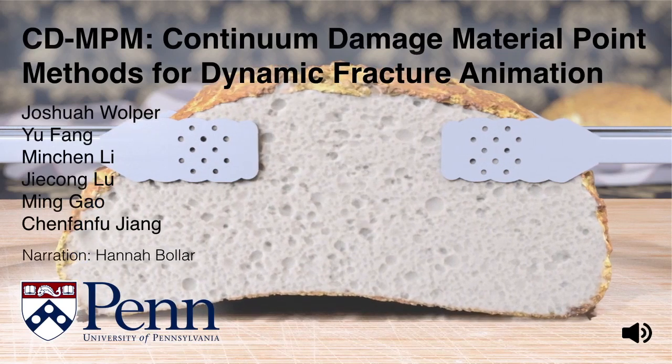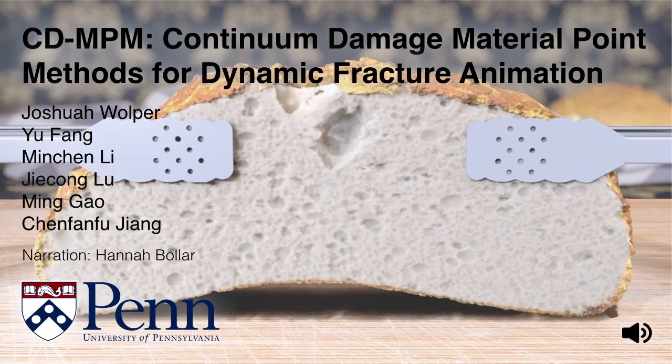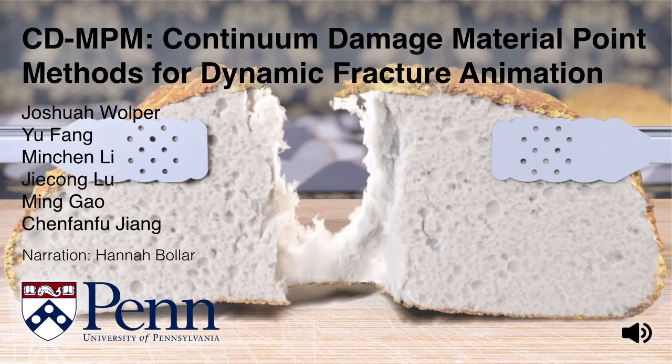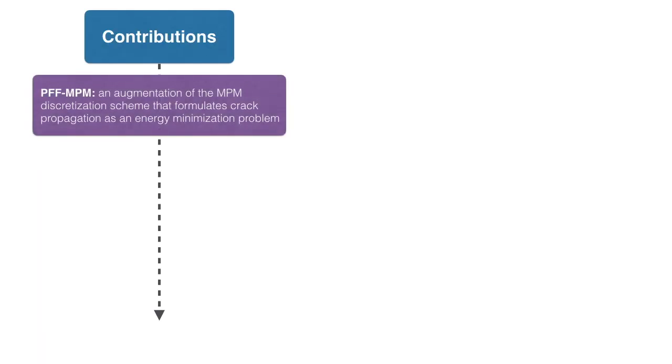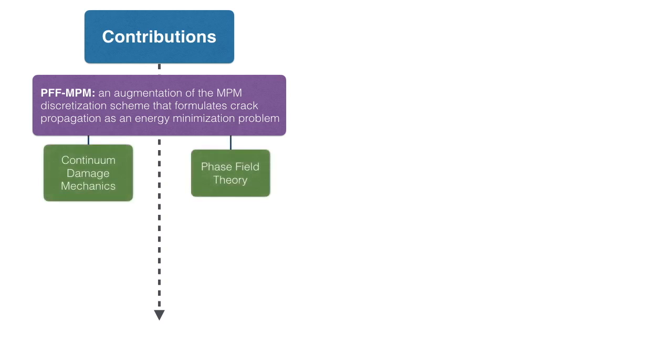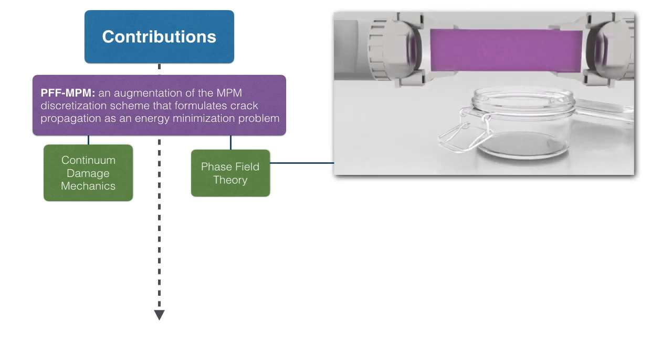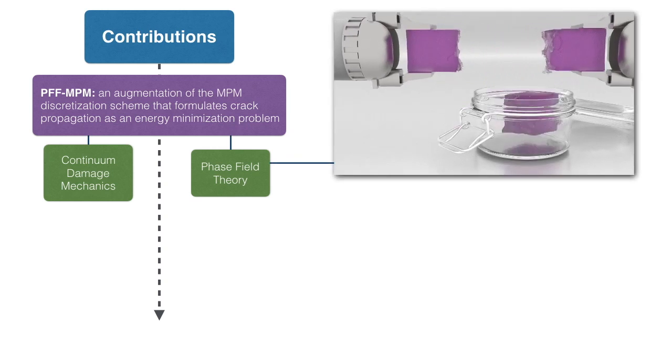We present CD-MPM, a set of continuum damage material point methods for efficiently simulating dynamic, brittle, and ductile fractures. Our first method, PFF-MPM, augments the material point method with a variational formulation for crack evolution by incorporating a non-local continuum damage-based phase field fracture model through a novel weak-form discretization.